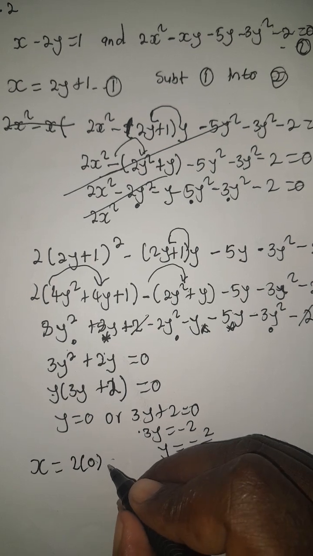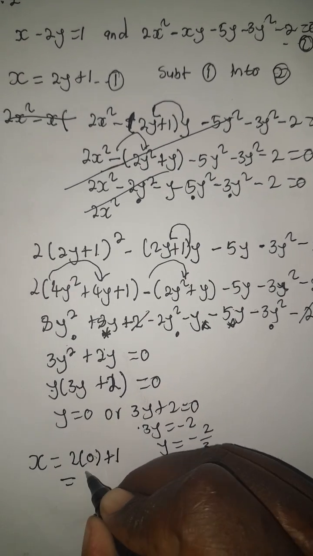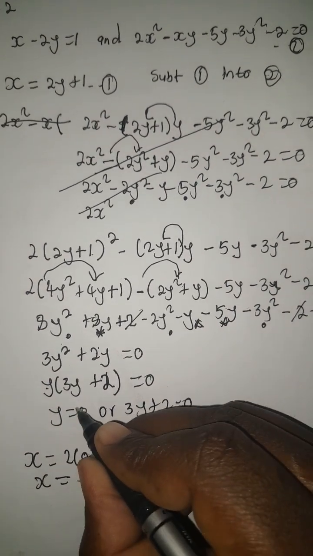Where you see y, you put 0. So 2 times 0 is 0, 0 plus 1 is 1. So meaning that x is 1 when y is equal to 0.